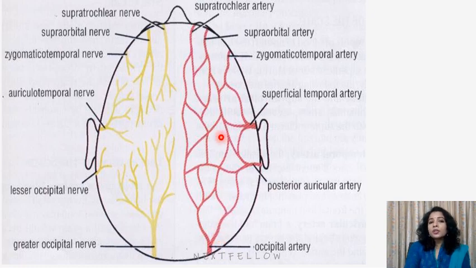So the scalp is the free site of anastomosis between the branches from the internal carotid and external carotid artery. That is the site of anastomosis between the 2 carotid systems. So that is about the blood supply of the scalp.